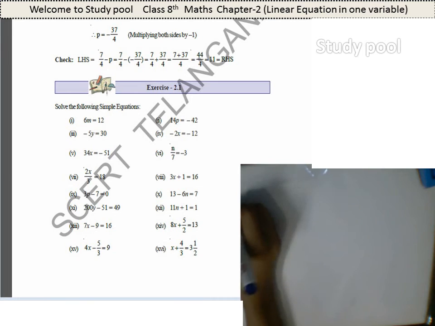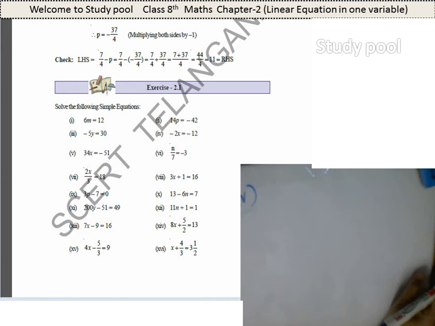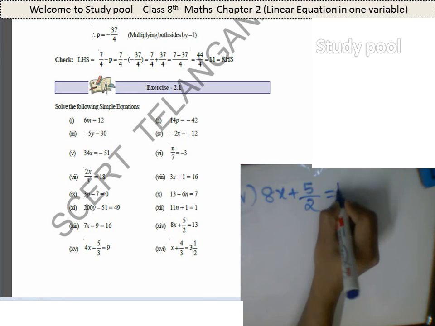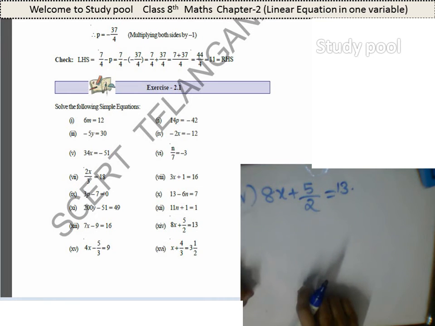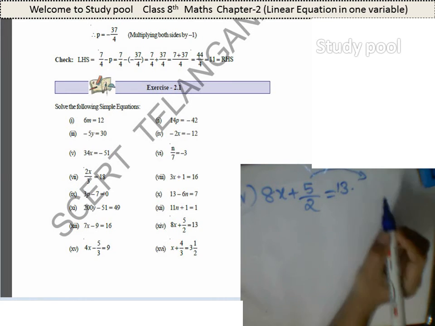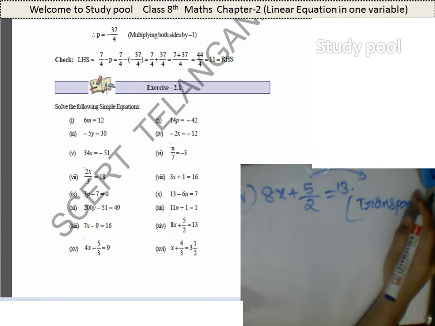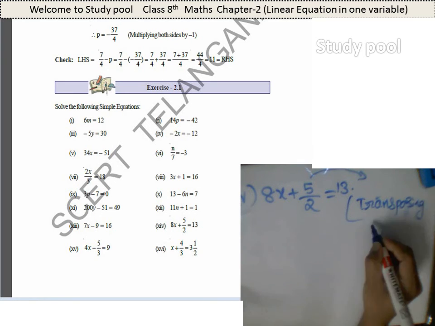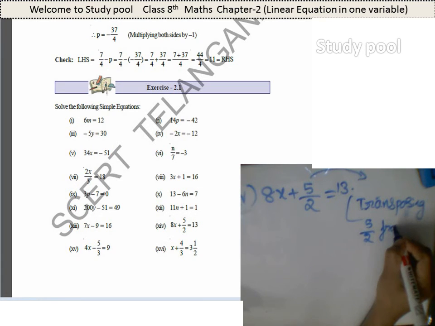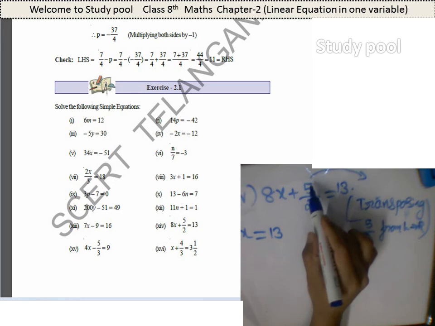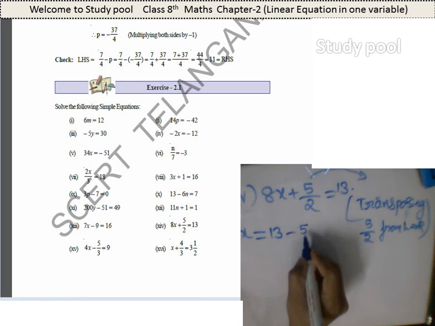Now the next one is the 14th one. What is it? 8x plus 5 by 2 is equal to 13. It is given. So here first we will transpose this 5 by 2. Transposing this 5 by 2 from left to right. Okay, so what happened then? 8x is equal to 13 minus 5 by 2, since plus 5 by 2 will become minus 5 by 2.